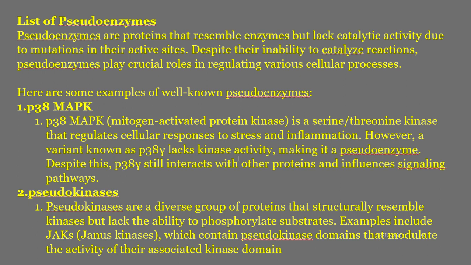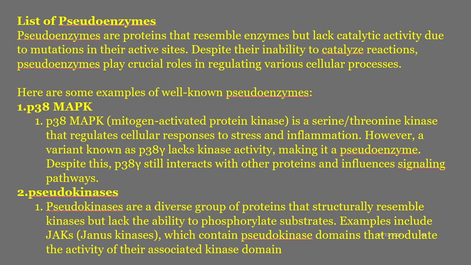Real pseudoenzyme examples. That was the end product. So, the list of pseudoenzymes. Pseudoenzymes, as I have repeated many times, are proteins that resemble enzymes but lack catalytic activity due to mutations in their active sites. Why does a pseudoenzyme not have activity? Because it lacks catalytic activity, due to mutation at the active site. Therefore, it doesn't give it.